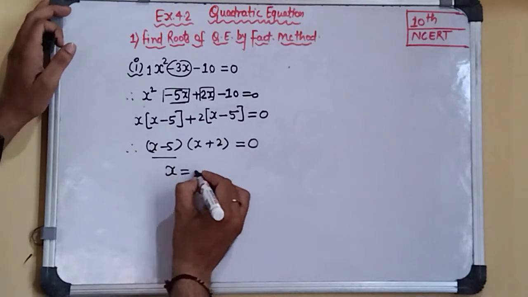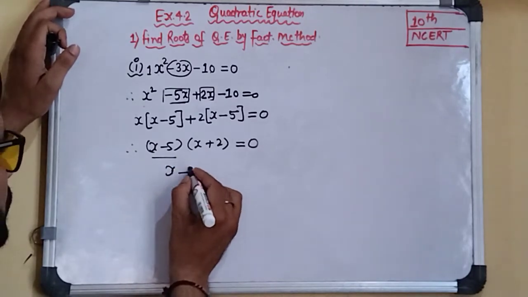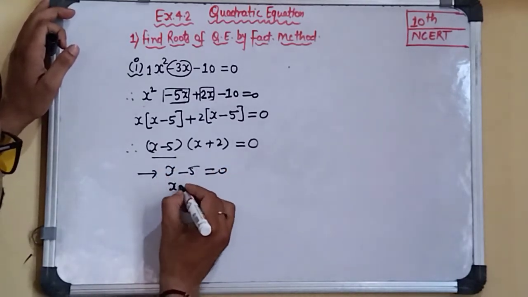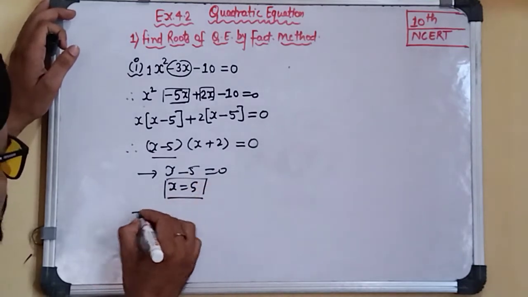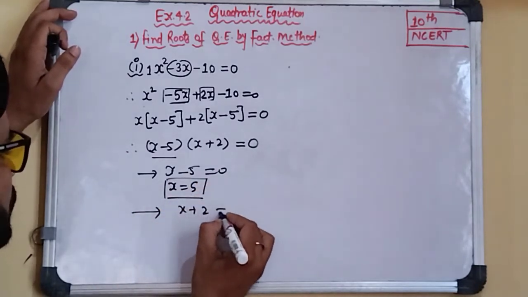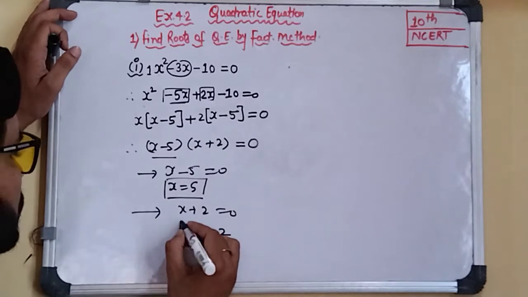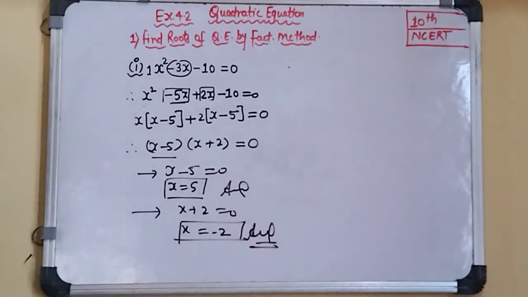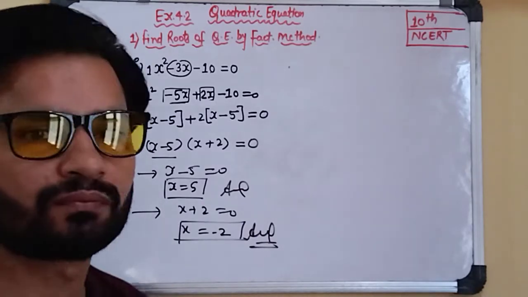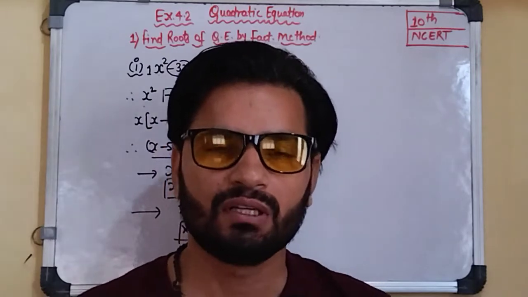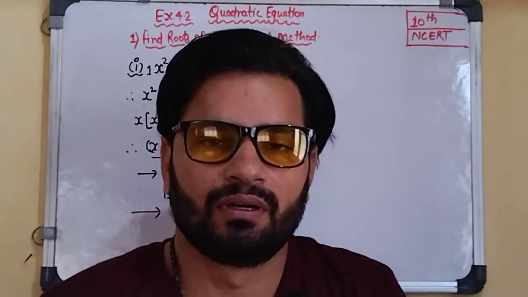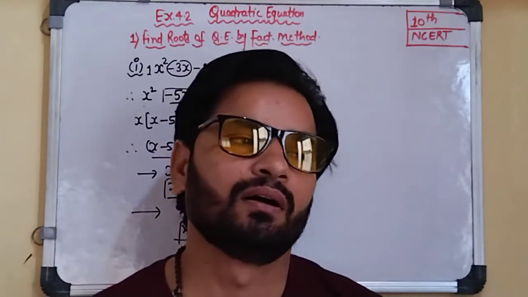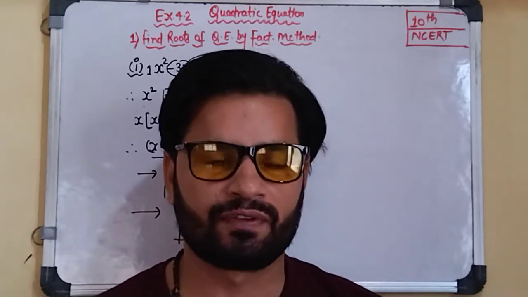Here if we take x minus 5 equal to 0, then we get x is equal to 5, and if we take x plus 2 equal to 0, then we get x is equal to minus 2. These are the solutions. These are the roots of the given quadratic equation x square minus 3x minus 10. So by this process, we can obtain the roots of every quadratic equation.